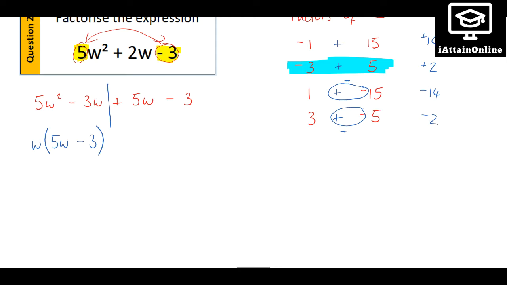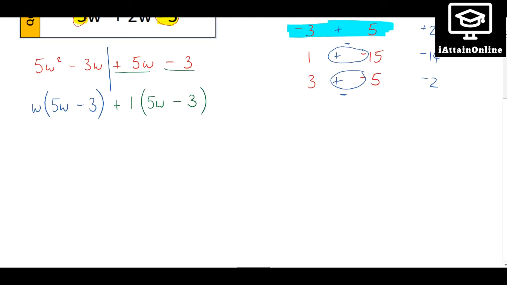Now we're going to do the same on the right hand side. Looking at both of these terms, plus 5w and negative 3, the highest common factor there is just positive 1. So inside my bracket, 1 times 5w gives me positive 5w. 1 times negative 3, if I expanded that, would give me negative 3. Again, this is a good indicator that you've got it right. Those two brackets are the same.